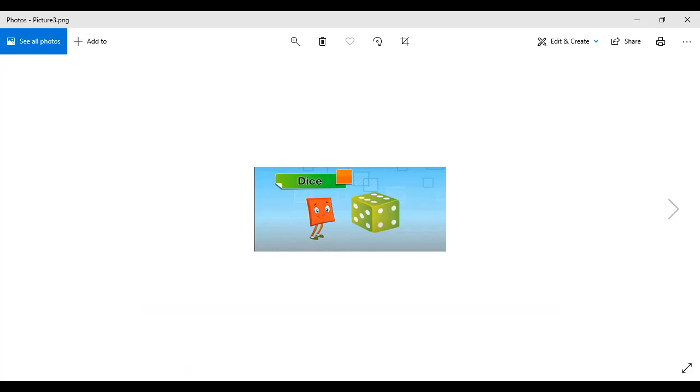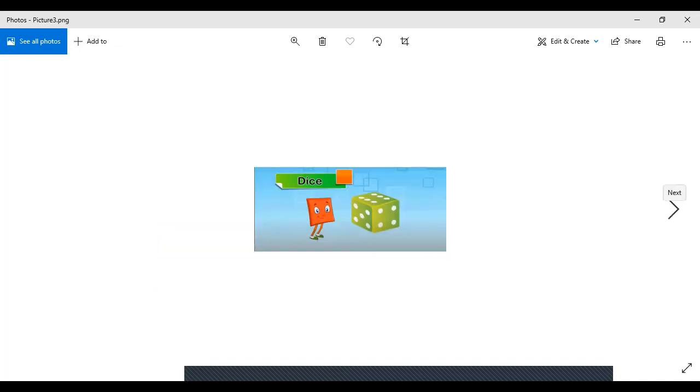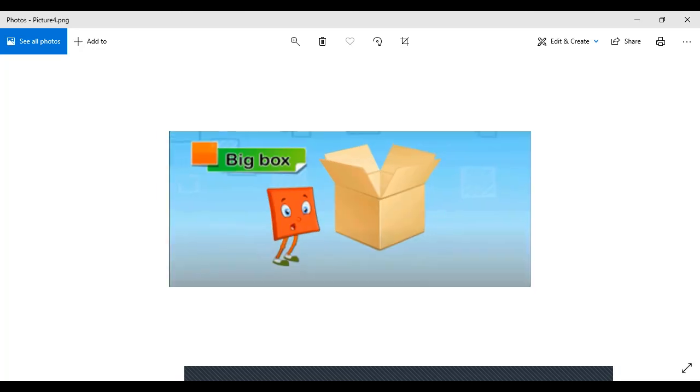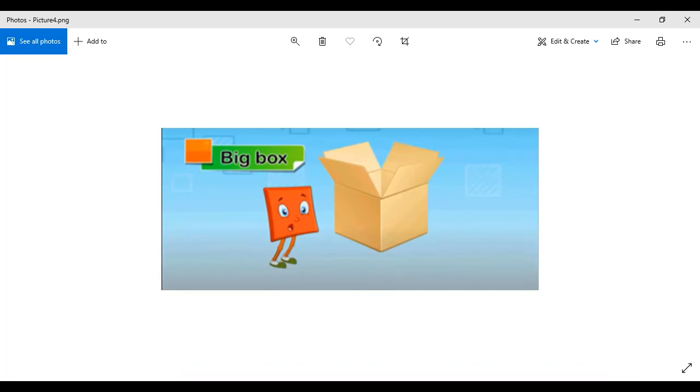Then we have a dice. Okay, some of you from the class gave us the example of dice as well. So a dice also has all of its sides equal and it looks like a square in shape, right? Let's look at the next one. Then we have a big box. You know, such types of boxes are usually in the shops in which things are being packed. You can also have such boxes if somebody is shifting their house, so they bring such boxes to pack their stuff.